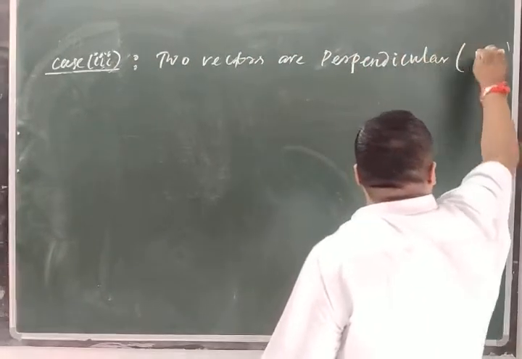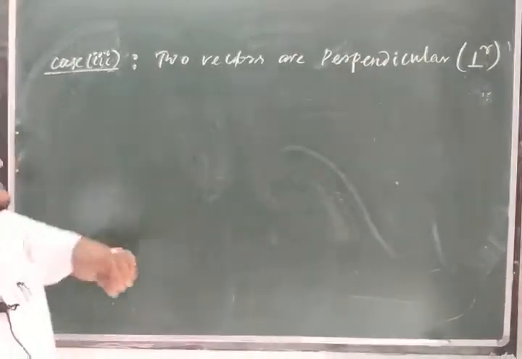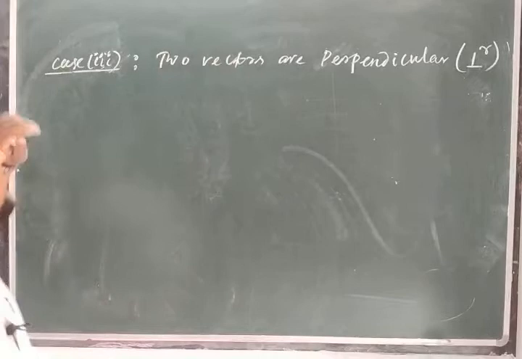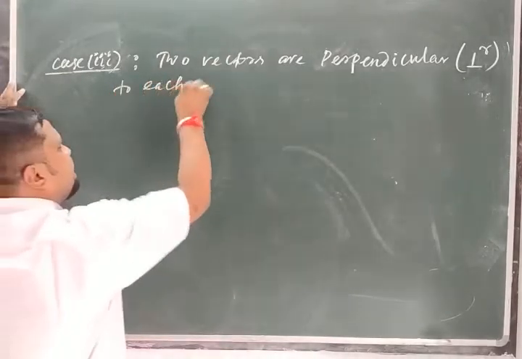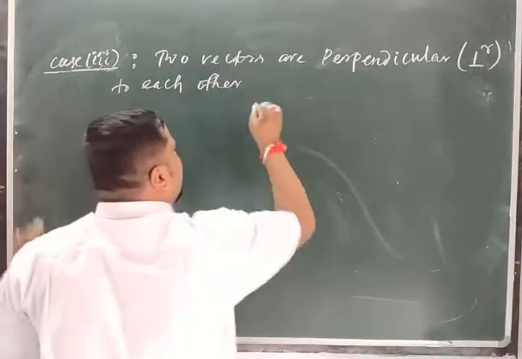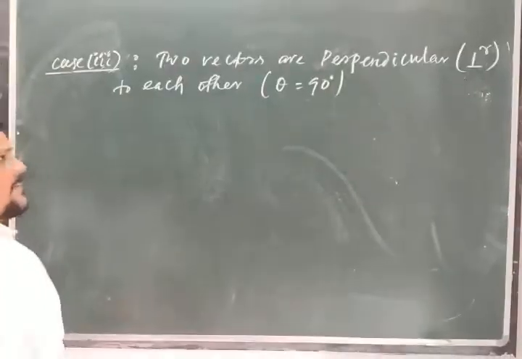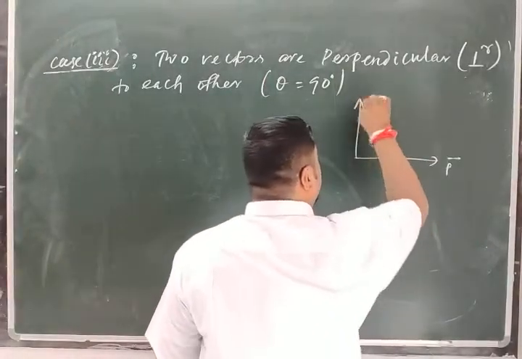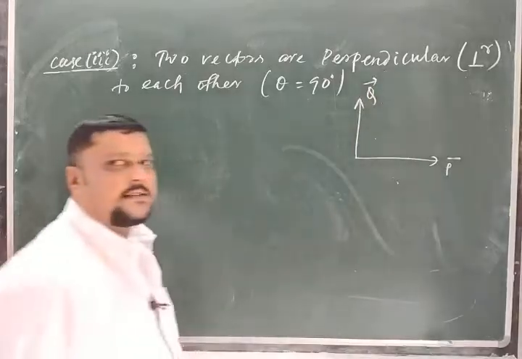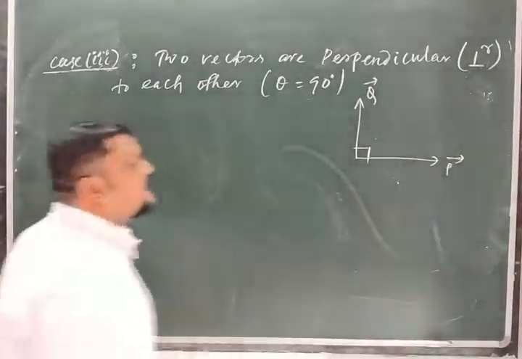And remember, sometimes I will use a symbol like this, so you can use it accordingly. If I put the symbol like this, it is perpendicular. Two vectors are perpendicular to each other means theta is equal to 90. This is the vector P and this is the vector Q. They are perpendicular, isn't it? P and Q are perpendicular.